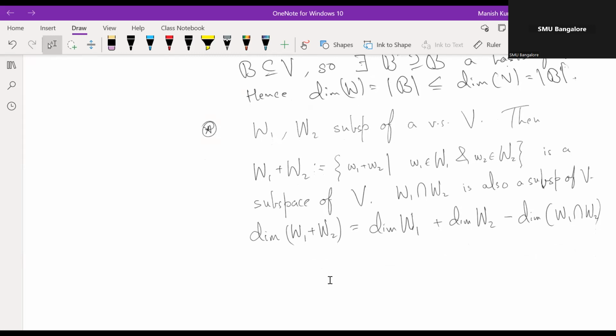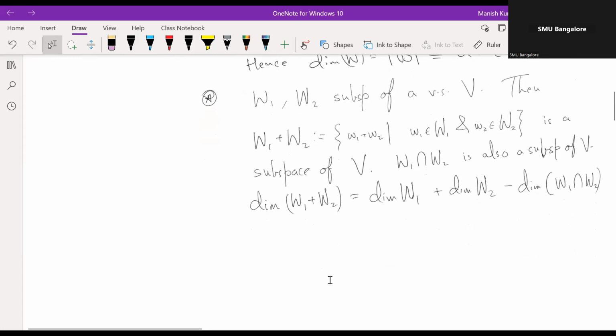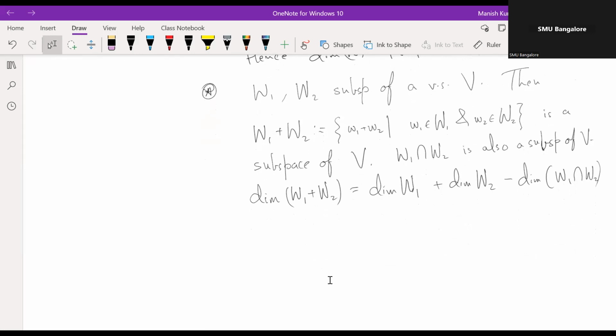So it's a similar trick like the previous one. What you do is you start with the basis of the smallest subspace, which is W1 intersection W2, and then try to extend the basis. So let's try to do this.